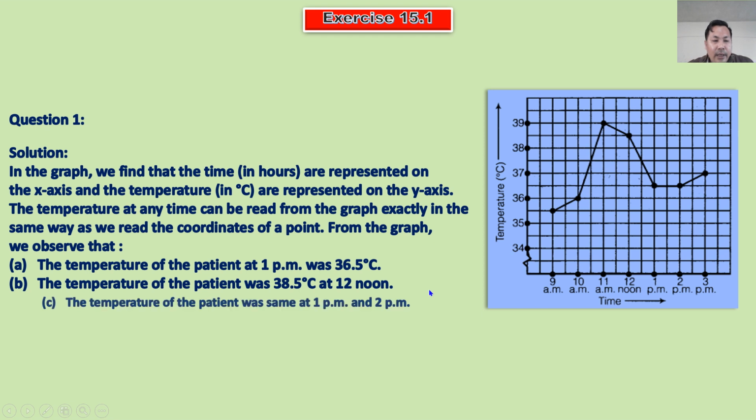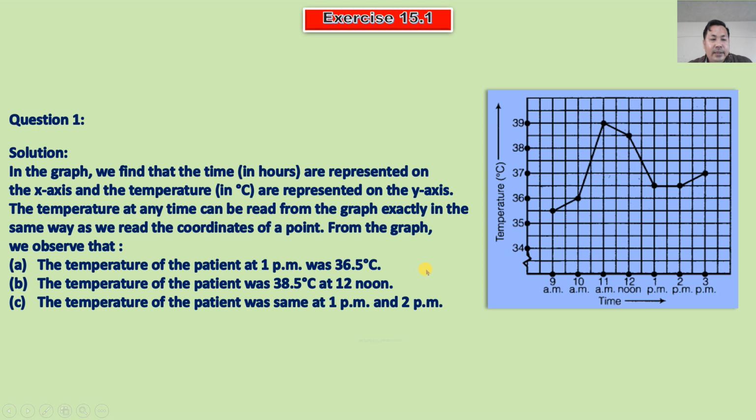The next answer C. The temperature of the patient was the same at 1 p.m. and 2 p.m. You can just see here 1 p.m. and 2 p.m. See the line becomes straight, parallel to the x-axis. You see it goes straight from this point to this point, isn't it? So the first point is at 1 p.m. and the next point is at 2 p.m. What happened? The temperature indicated here remains the same or constant at this particular time for the patient. That means 1 p.m. and 2 p.m. show the same temperature.